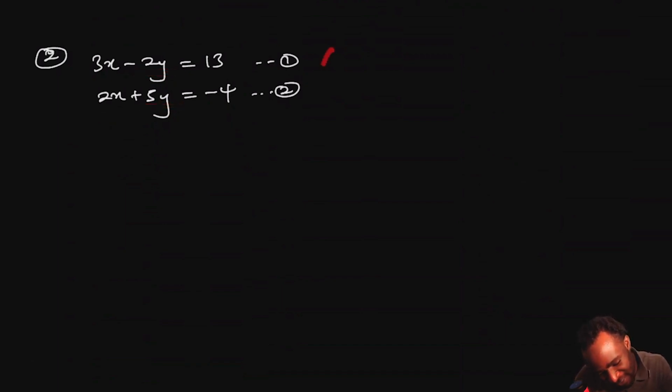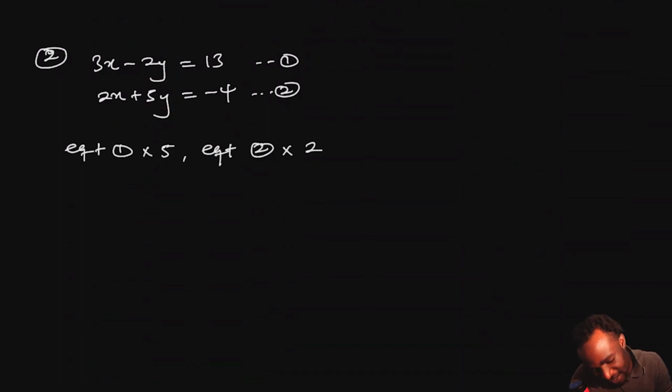I can multiply this equation by 5 and this one by 2 so that I can get a similar term over here. Then I can do simple arithmetic to eliminate the y. So we're eliminating y this time. Let's go. So how do you do this? Equation 1, like I said, times 5, and equation 2 times 2.